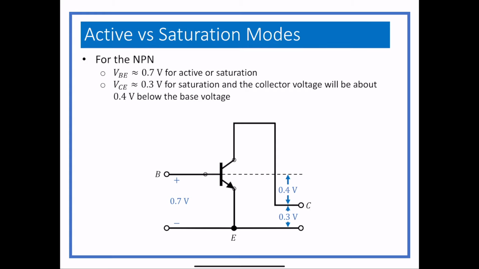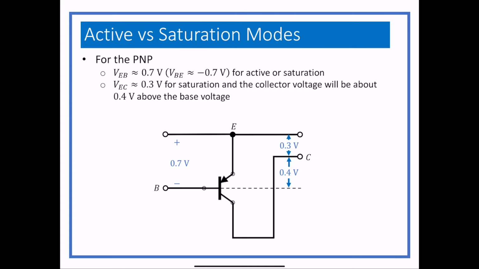If you have it in saturation, the collector emitter voltage will be about 0.3 or 0.2. 0.3 is about the edge of saturation, and then 0.2 is about as small as it ever gets. And when that happens, you have the maximum amount of current flowing through the device, and because the voltages have to add up, the collector will be about 0.4 volts below the base voltage. So it will be significantly different.